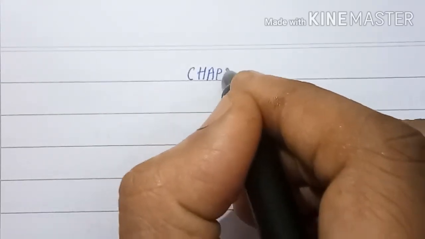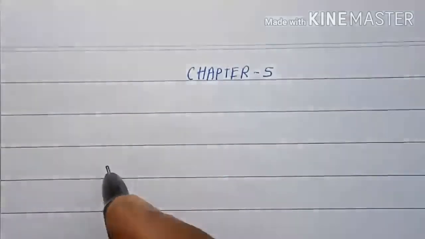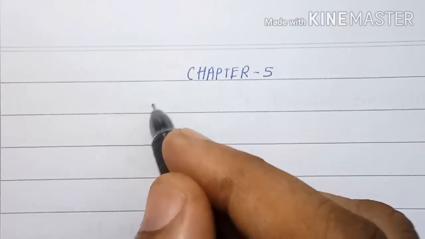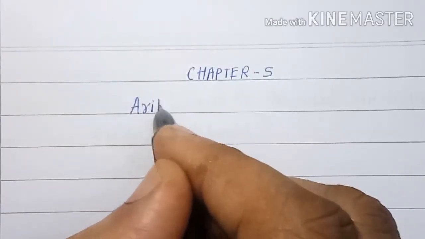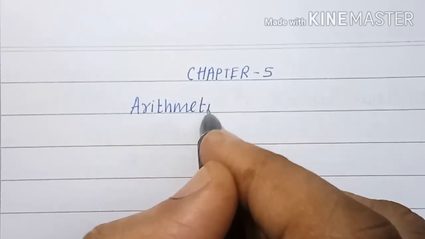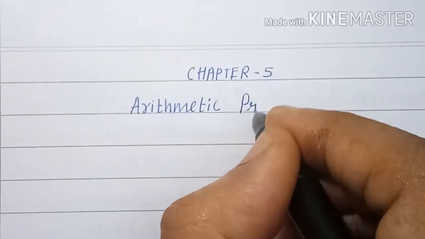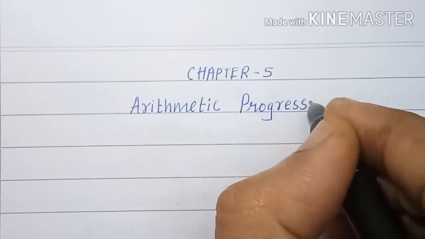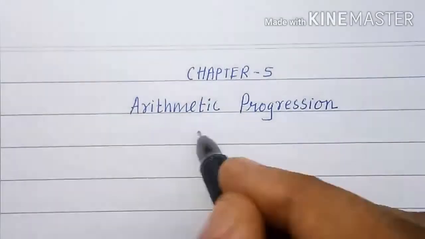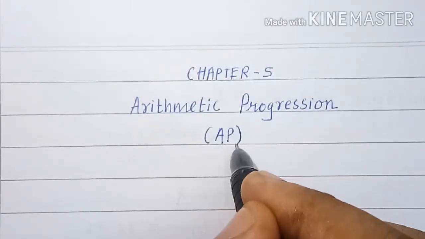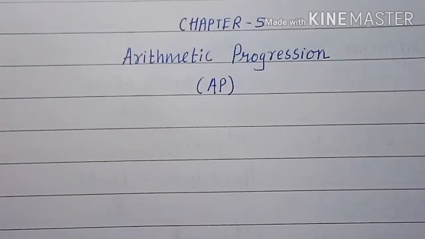We will start chapter number 5, Arithmetic Progression. Before going to the definition of arithmetic progression, let us consider few lists of numbers.